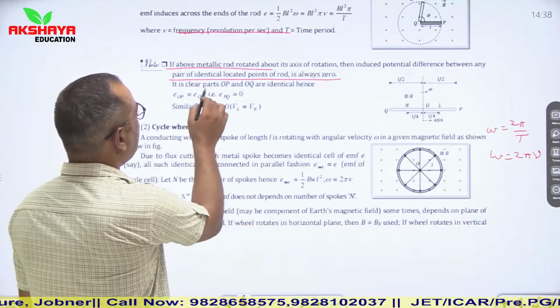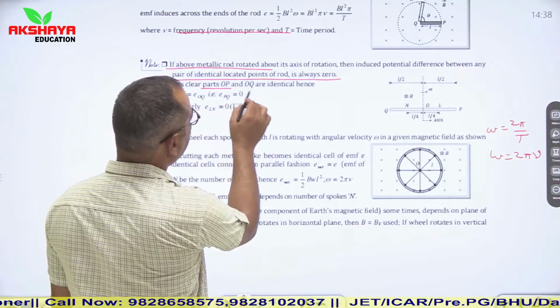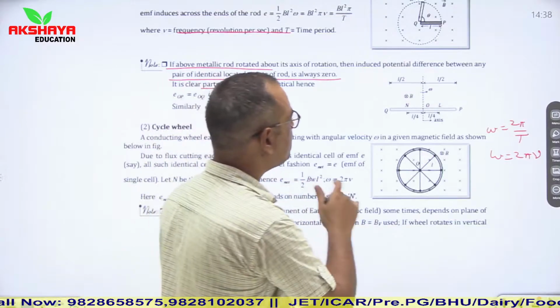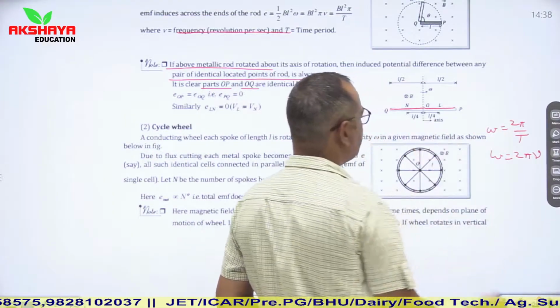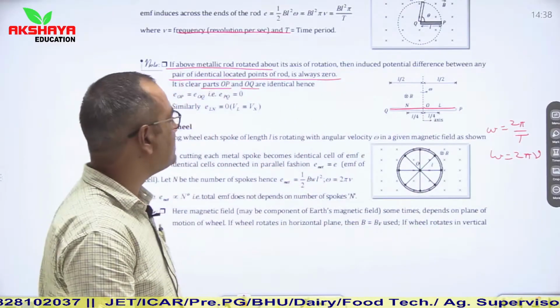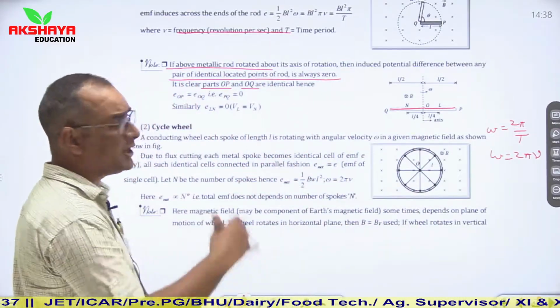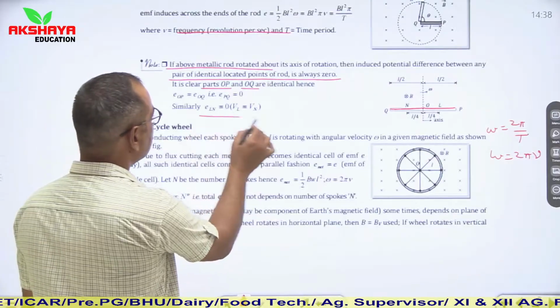So it is clear that part OP and part OQ are identical. In this case, let us say that this part OP and this part OQ both are identical. So the potential difference is zero. It means the induced potential difference will be zero.